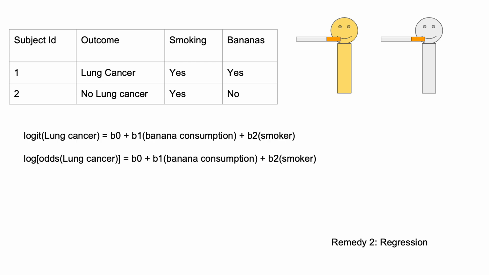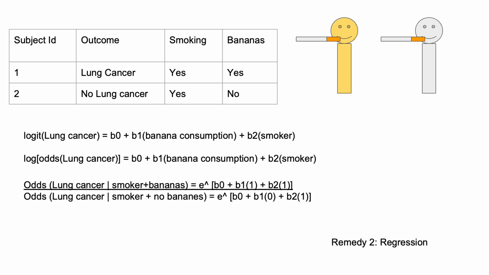And since the outcome is binary, we will do a logistic regression model and get the odds ratio with these calculations. Thus, that odds ratio will be the association between banana consumption and lung cancer. But it will be a fair one because now, even at the individual level, these two people are comparable. That's a fair comparison.